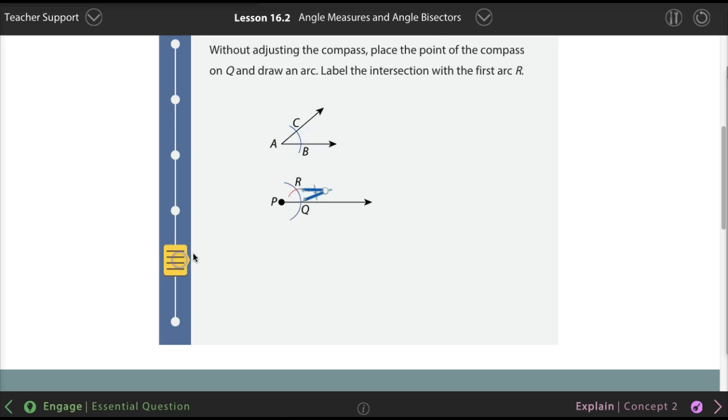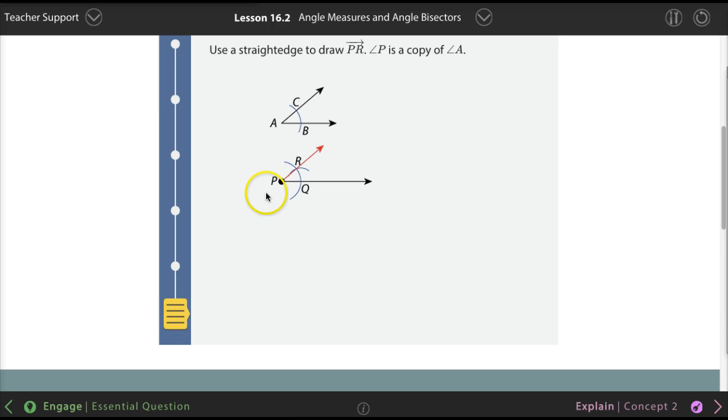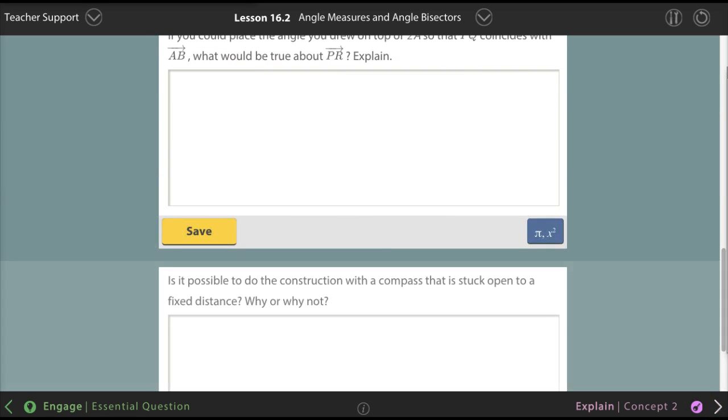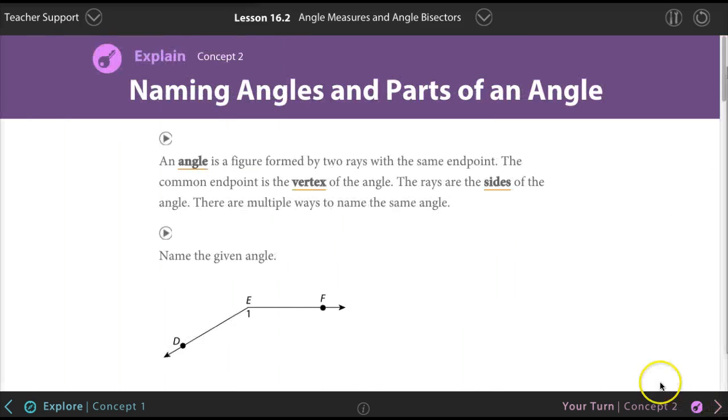here. And then you do the same thing without changing the width of the compass. And then you draw a line, a ray, and you are done. And we're gonna do that in class. Second thing, of course, all these vocabulary words, you gotta make sure that you copy them down.